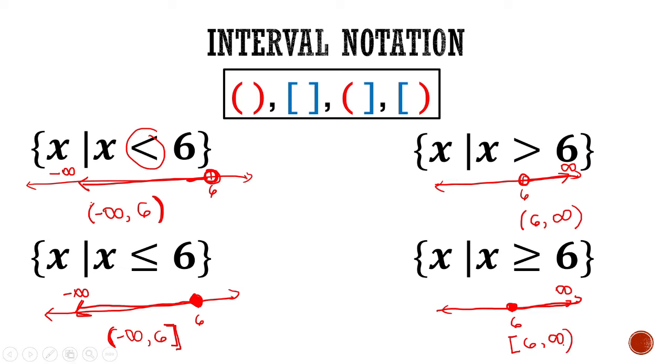So I hope you see the difference. Kapag included, we use the square bracket. Kapag hindi included, we use the parentheses. So paano po malaman kung included o hindi? Of course, we see kung ano yung ginamit na inequality symbol.